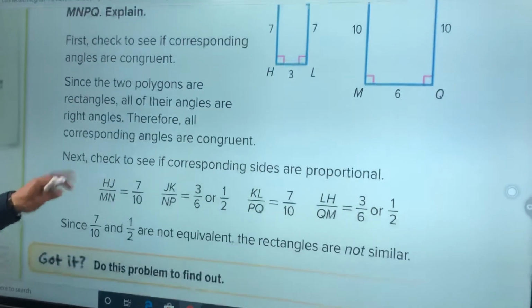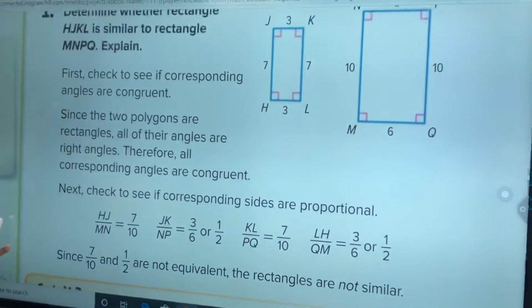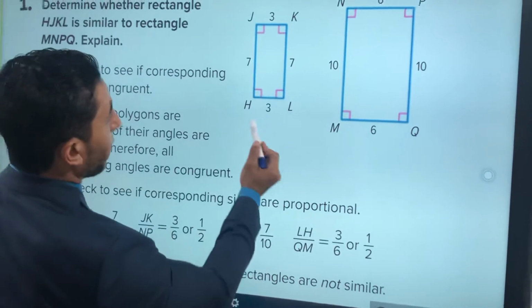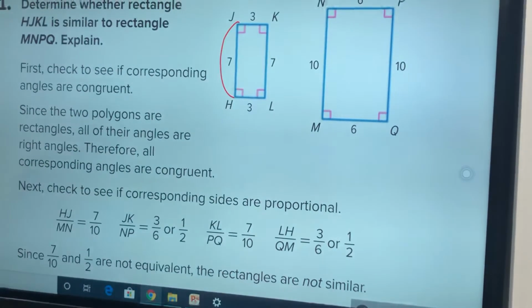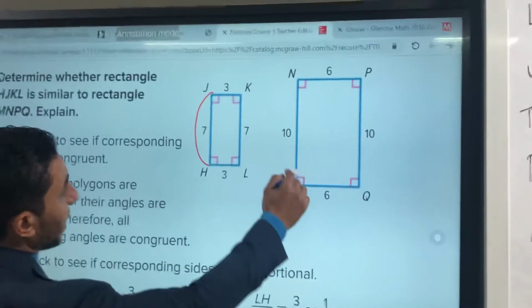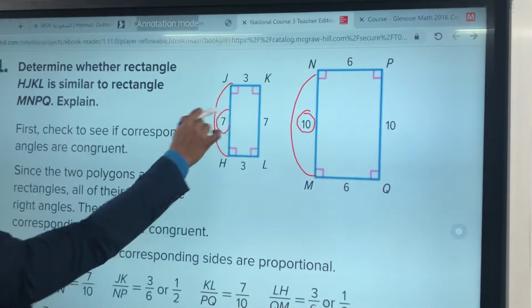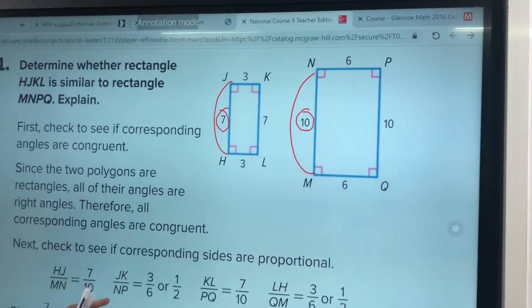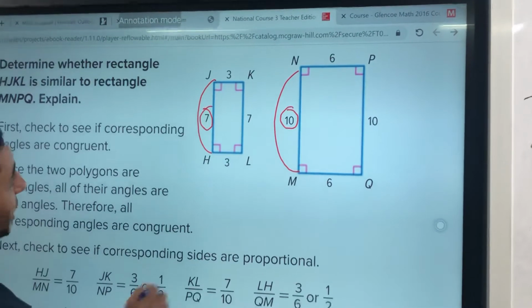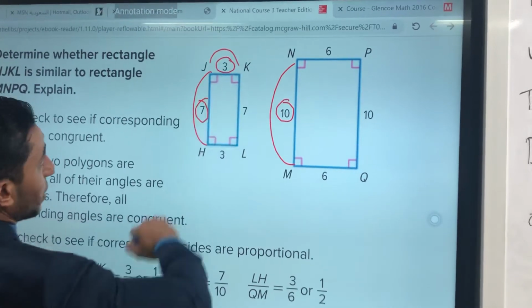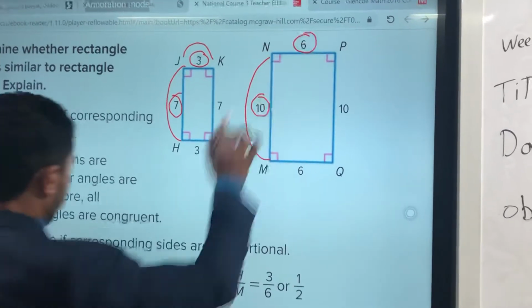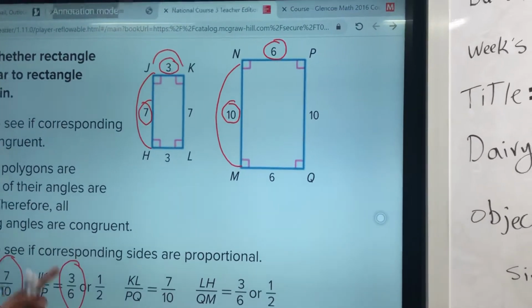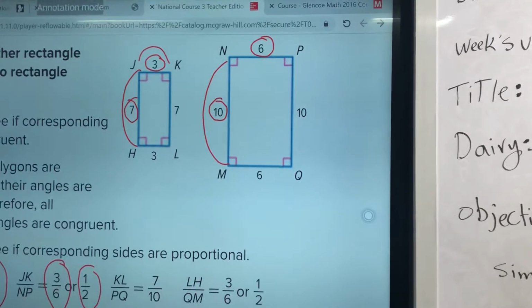So here, HJ, what is HJ? Here HJ is 7, and the corresponding side is MN, it's 10. So 7 out of 10. And JK over NB should be equal. What is JK? JK is 3 here, and NB is 6. So 3 out of 6, and here 7 out of 10. 3 out of 6 is half in simplest form.